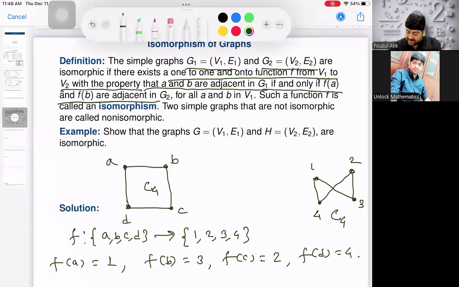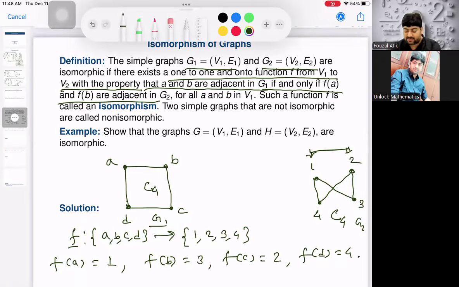Now you see A and B are adjacent in the graph G1, and f(A) and f(B), which are 1 and 3, are adjacent in the graph G2. So this function is maintaining the adjacency relationship. Similarly, A and C are not adjacent in G1, and f(A) and f(C), which are 1 and 2, are not adjacent in this graph either. So the function is bijective as well as preserving the adjacency relationship.